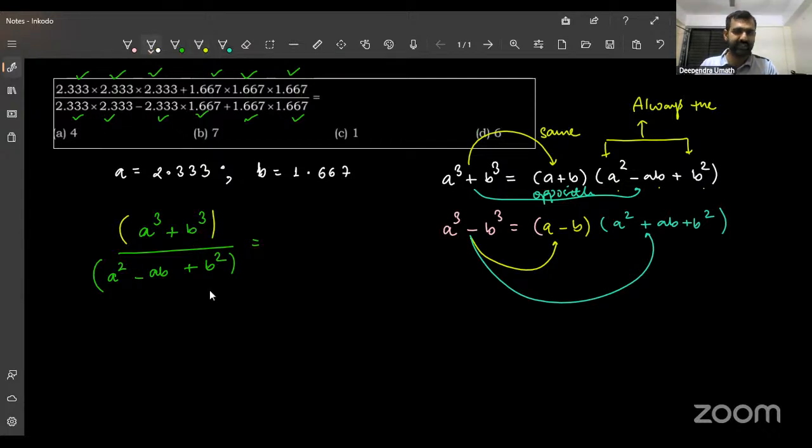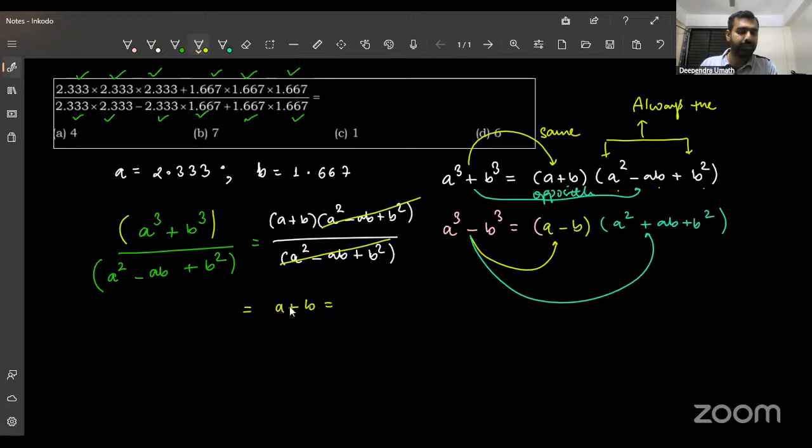What I do next is the numerator A cube plus B cube can be written as, I hope you all can see it very clearly, A plus B times whole of A square minus AB plus B square, whole divided by the same factor A square minus AB plus B square. Now what I do next is I'll divide this part by this part. So finally, I'm left with A plus B. Now, I hope you all are realizing how simple this question is.